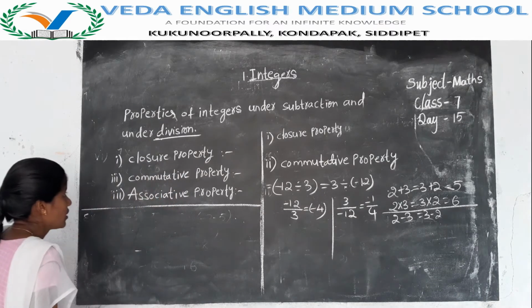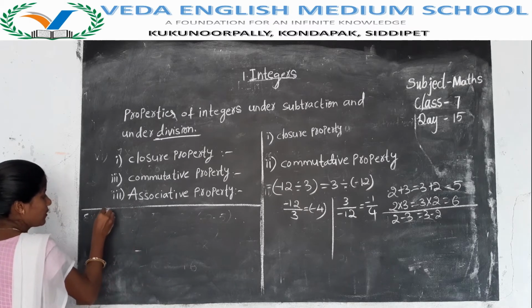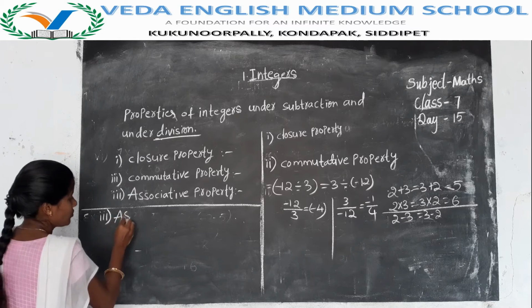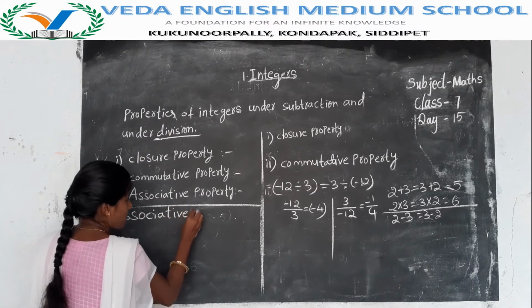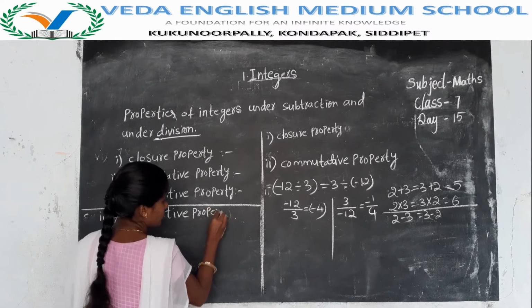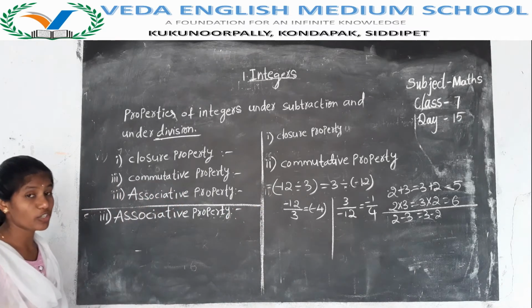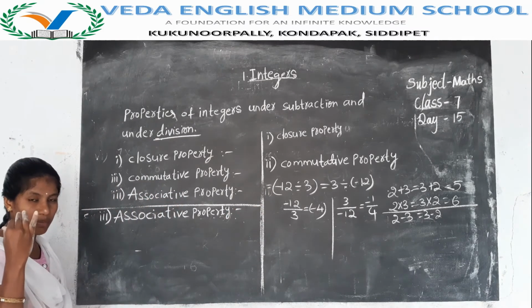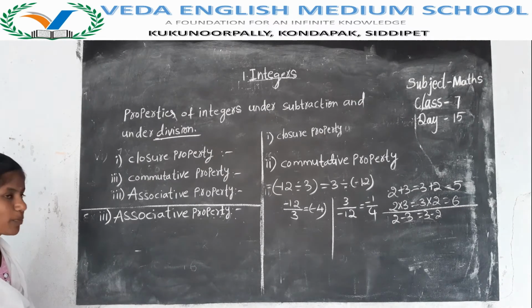Last one, associative property under division. In associative property we have three numbers. Same as addition, subtraction, multiplication, and division. Last one, division. In associative property we have three numbers.